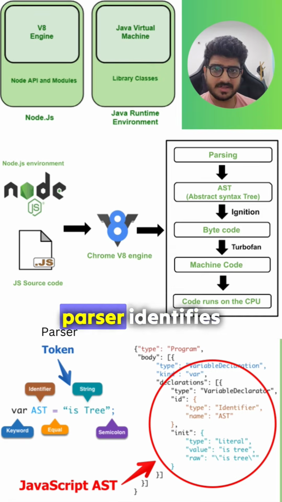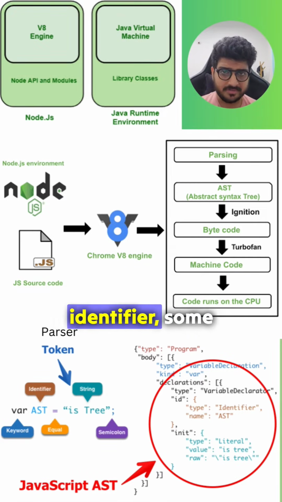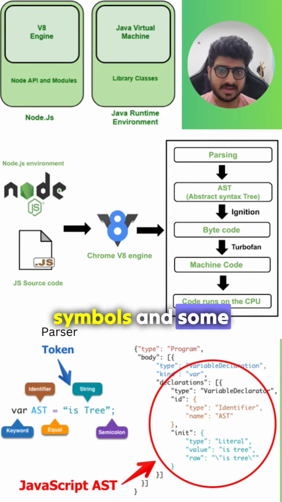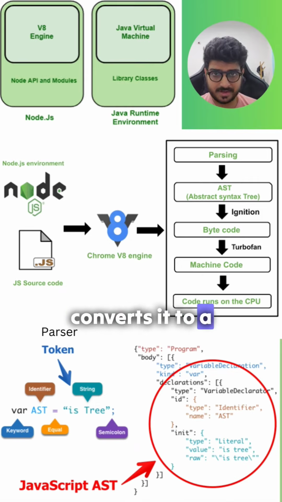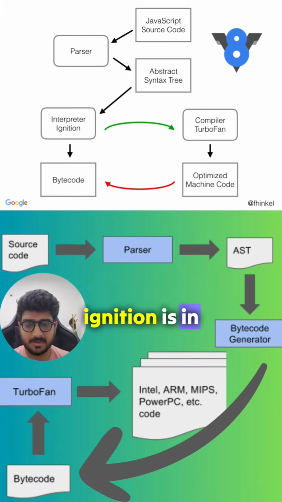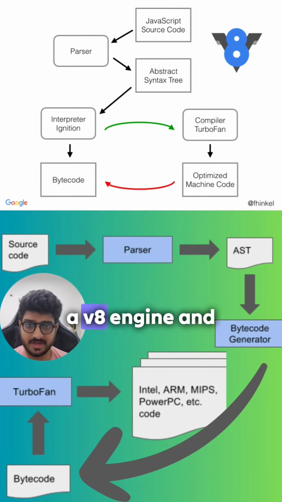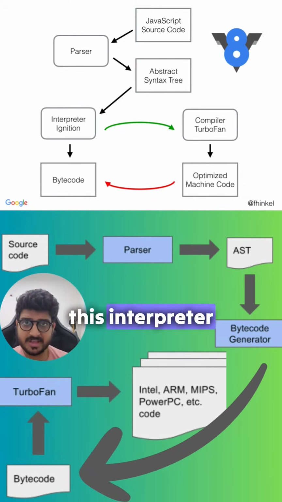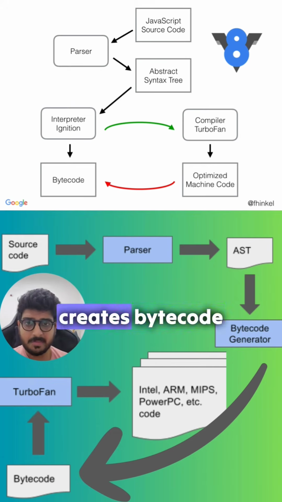So what is a parser? It identifies certain things like a keyword, identifier, some symbols, and some string literals. And then it converts it to a tree structure, which is then called an abstract syntax tree. Ignition is an inbuilt interpreter that is present in the V8 engine. And this interpreter takes your abstract syntax tree and creates bytecode out of it.